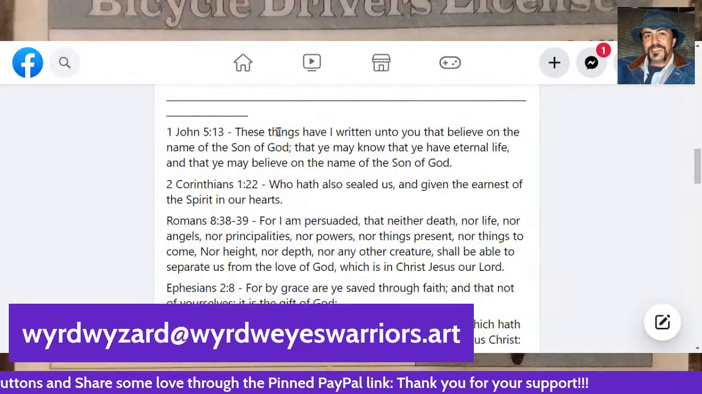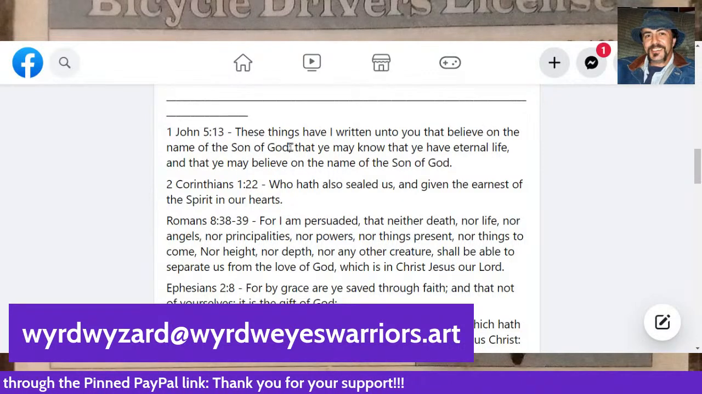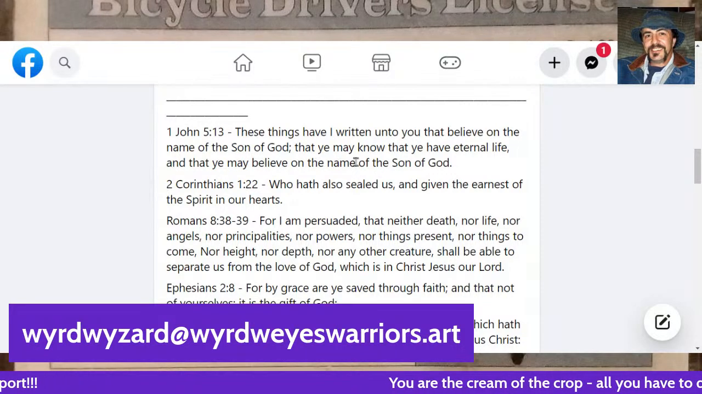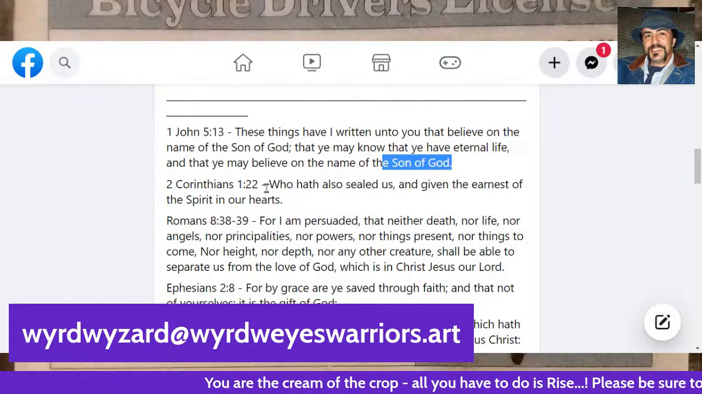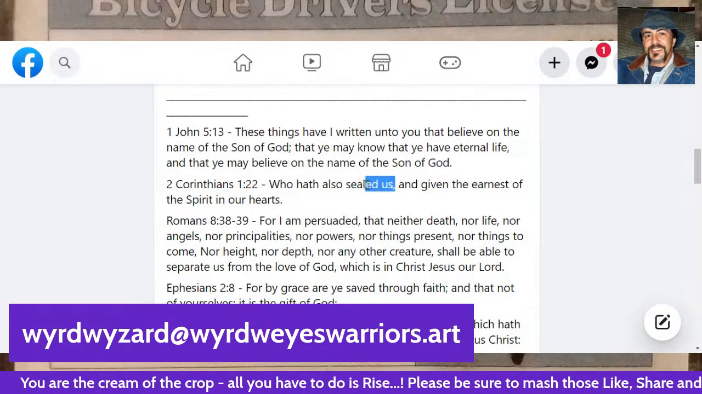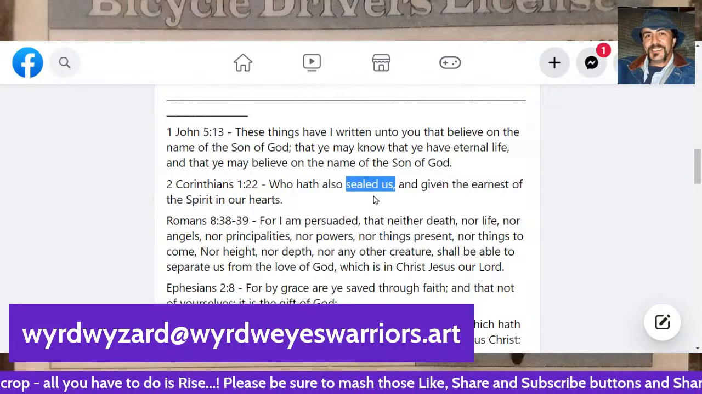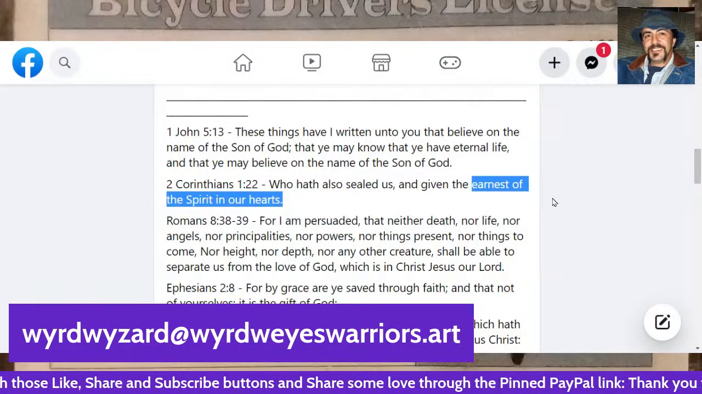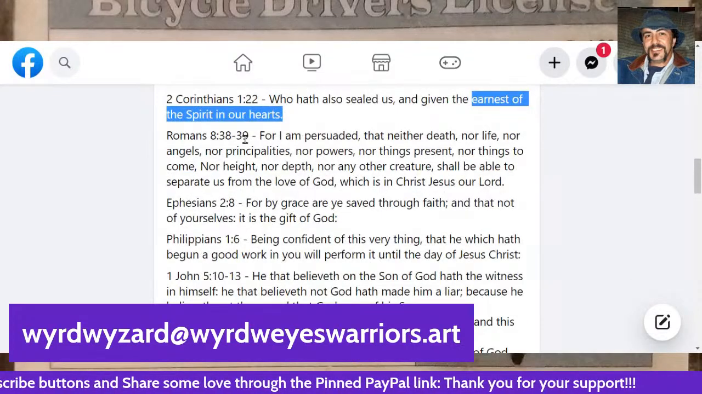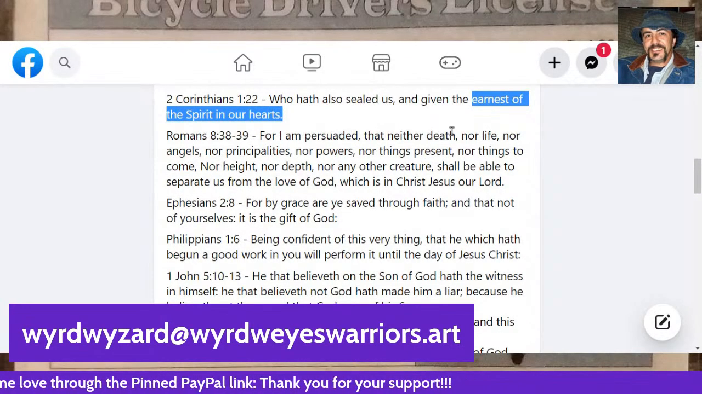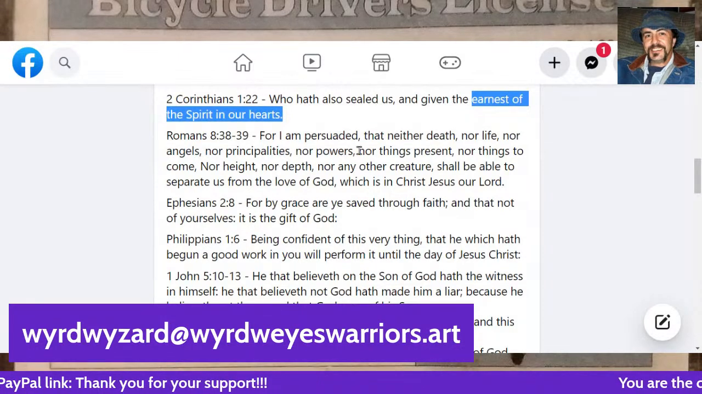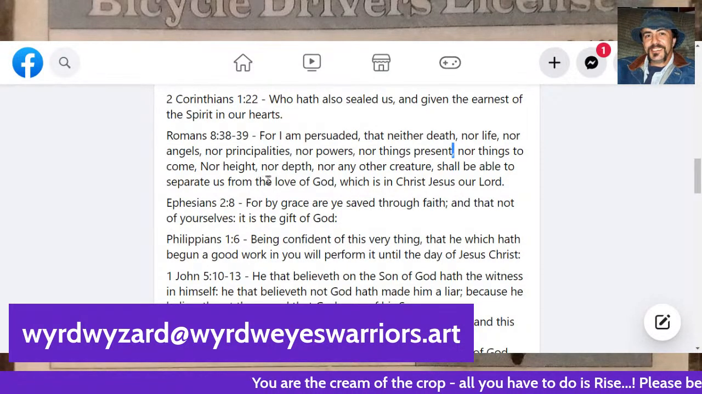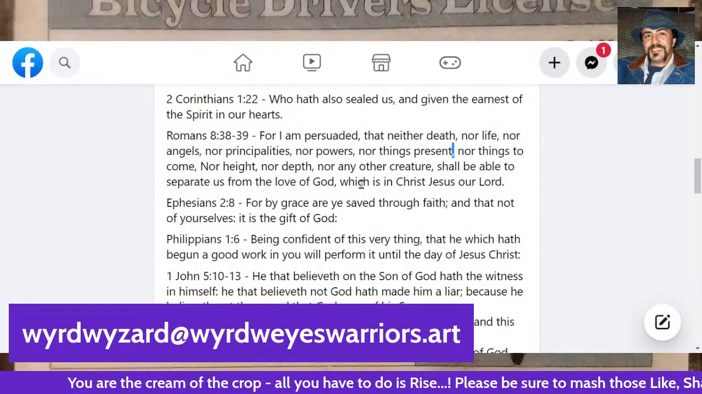John 5:13. These things have I written unto you that believe on the name of the Son of God, Jesus, that ye may know that ye have eternal life, and that ye may believe on the name of the Son of God. 2 Corinthians 1:22. Who hath also sealed us, faith under seal, and given the earnest of the Spirit in our heart, where we earn our daily work and our daily bread. Romans 8:38 and 39. For I am persuaded that neither death nor life, nor angels, nor principalities, nor powers, nor things present, nor things to come, nor height, nor depth, nor any other creature shall be able to separate us from the love of God, which is in Christ Jesus our Lord.